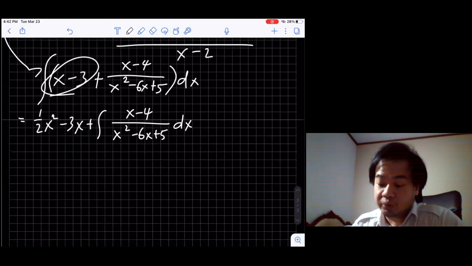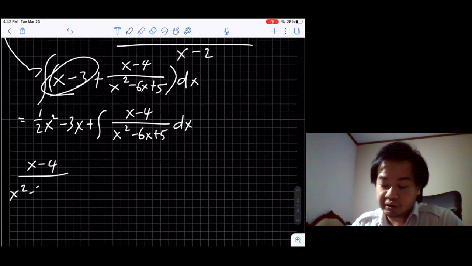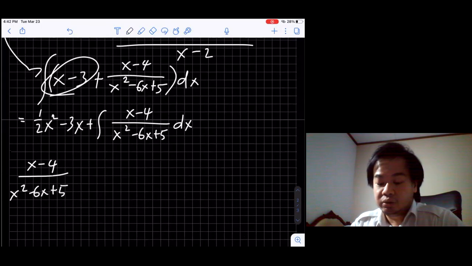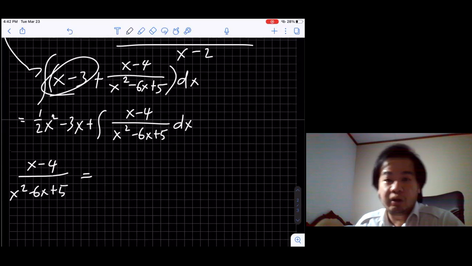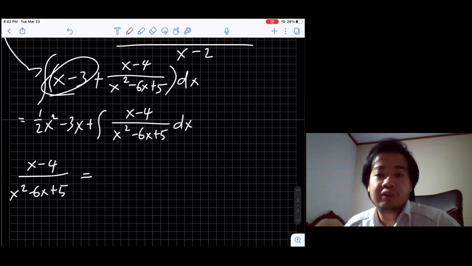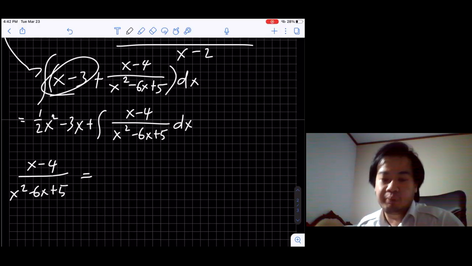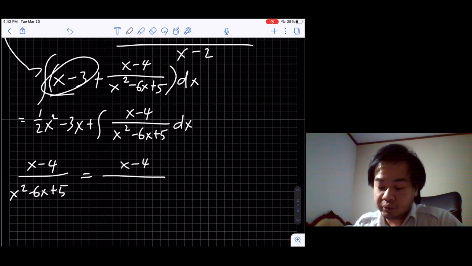When you have x minus 4 over x squared minus 6x plus 5, you can split it into two smaller fractions, and the process is called resolving into partial fractions. So make it partial, make it parts. How do we do that? Basically the denominator can be factored into x minus 5 and x minus 1, right?